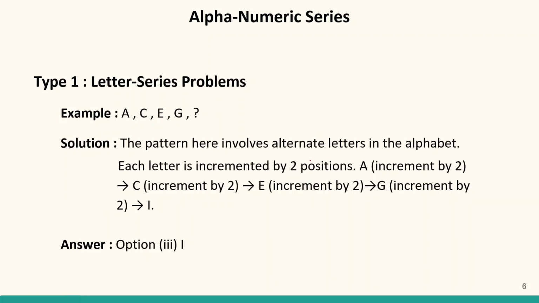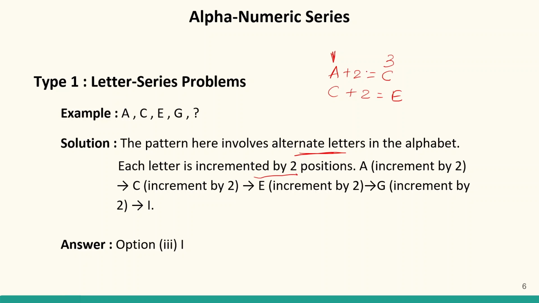Right? Here is the solution. You can check that the pattern involves alternate letters, right? A, B, then C. Similarly, it is incrementing by 2 positions. A plus 2 equals C, C plus 2 equals E, and so on, because A was denoted by 1 and C is denoted by 3. I hope this is clear.